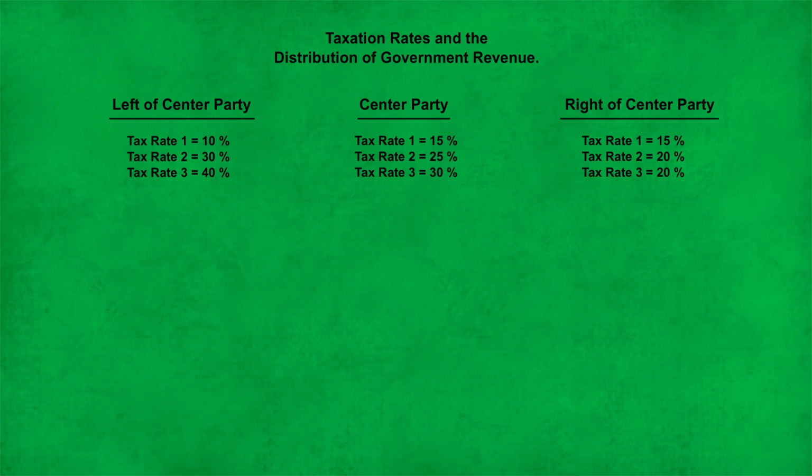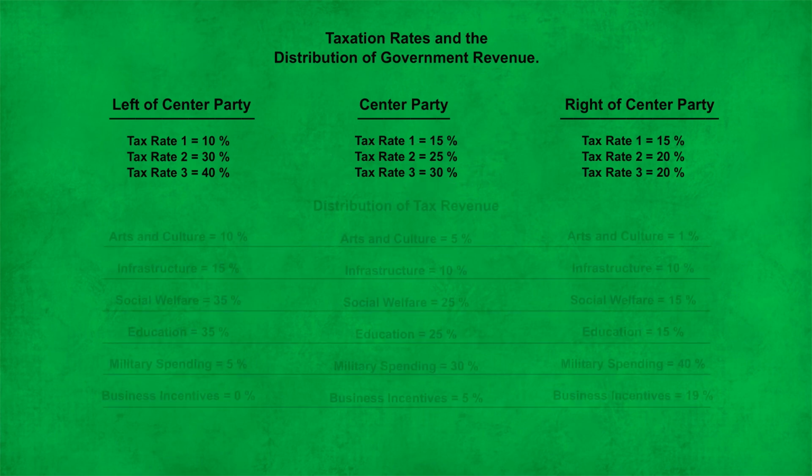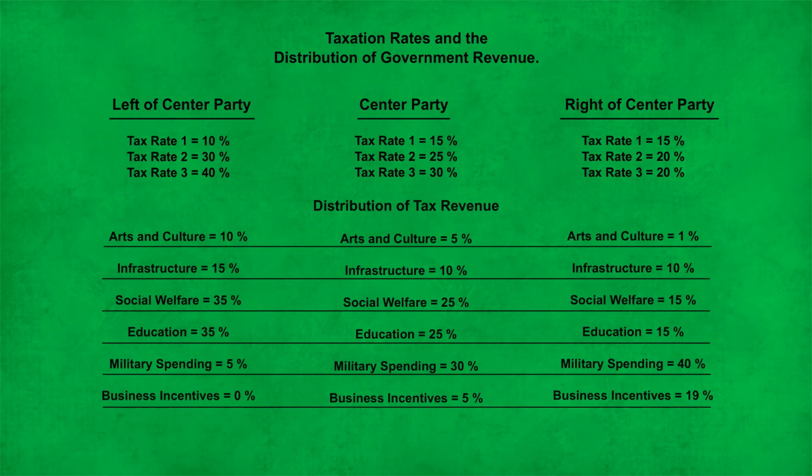So here we see, first of all, the yearly collection of government revenue based on the taxation rates of each party. The rates reflect the philosophy of a party. The right of centre party believes in a lower taxation rate for middle and high income earners, and the left of centre party believes in a high tax rate for these income groups, while the centre party takes a middle road in regard to taxation. And the political philosophy of each party is also reflected in the distribution of taxation revenue as shown here.